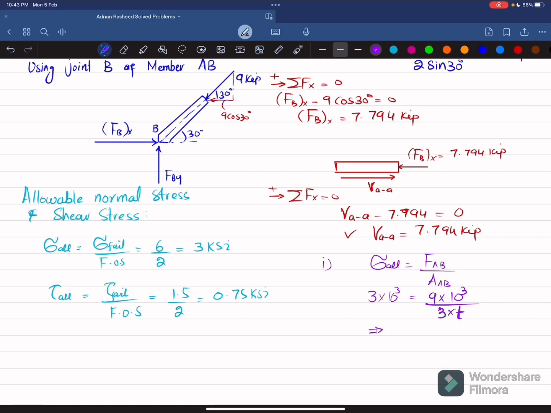Clear? So from here you will get T will be equal to 9 into 10 to the power 3 divided by 3 into 3 multiplied by 3, which is equal to 1 inch. So this is the answer of our first part.